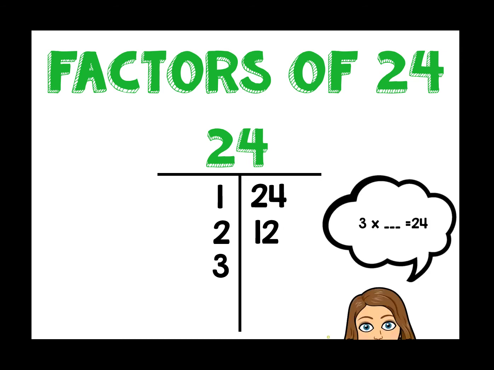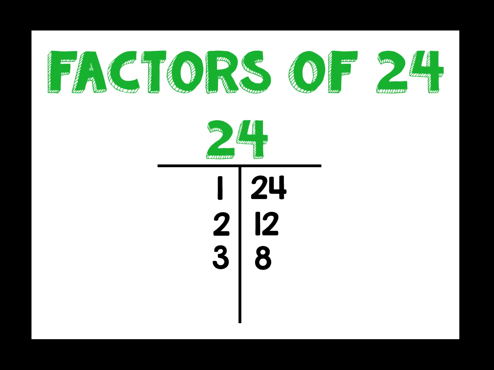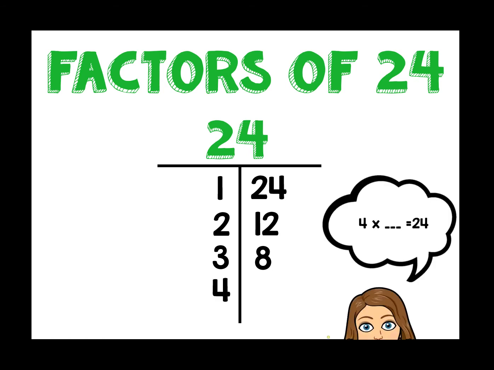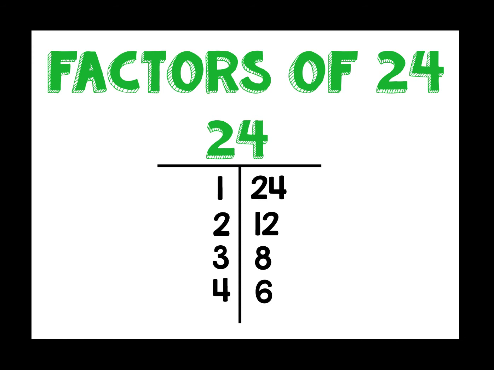Now let's look at 3. 3 times 8 equals 24. Moving to 4, we know 4 times 6 equals 24. Let's keep counting to 10 to make sure we identify all the factors. 5 is next.